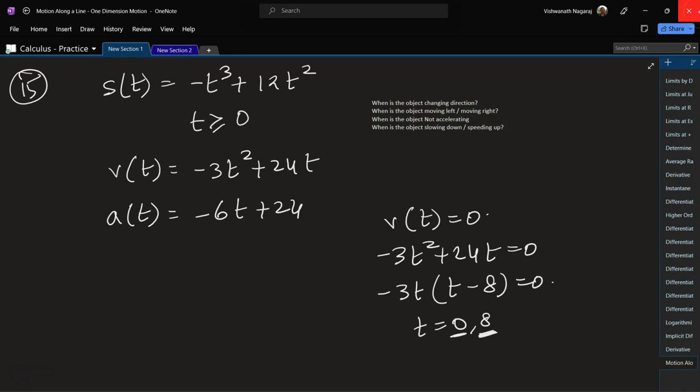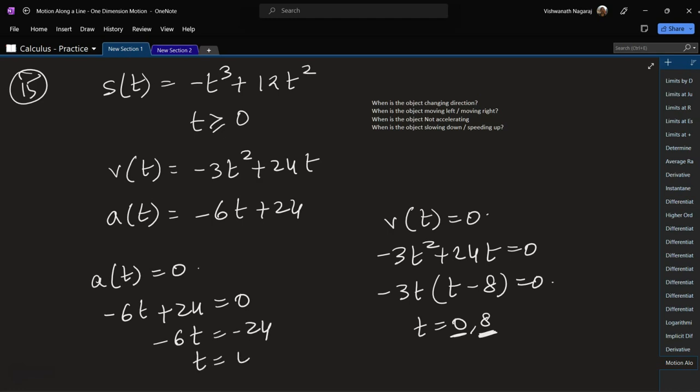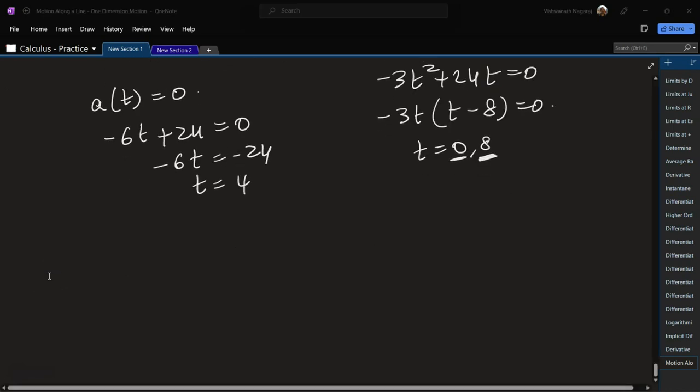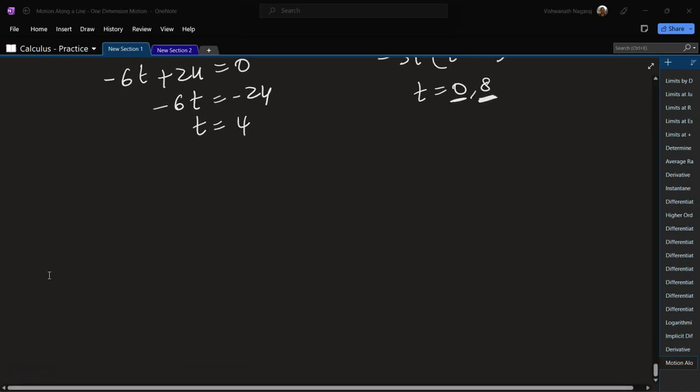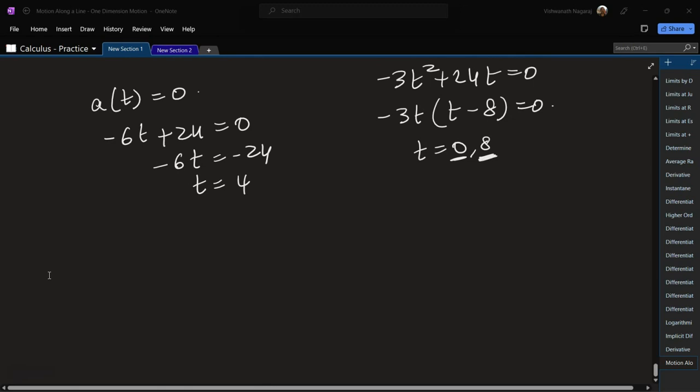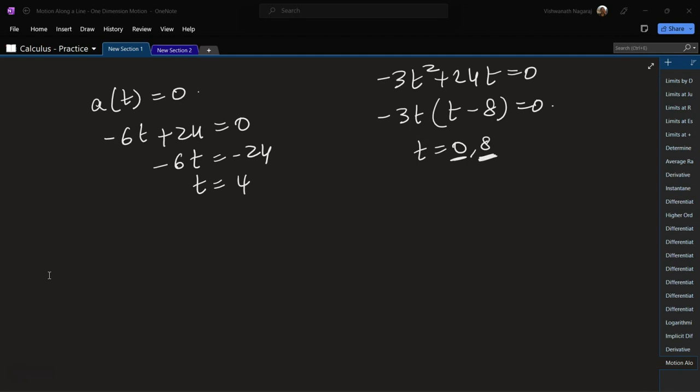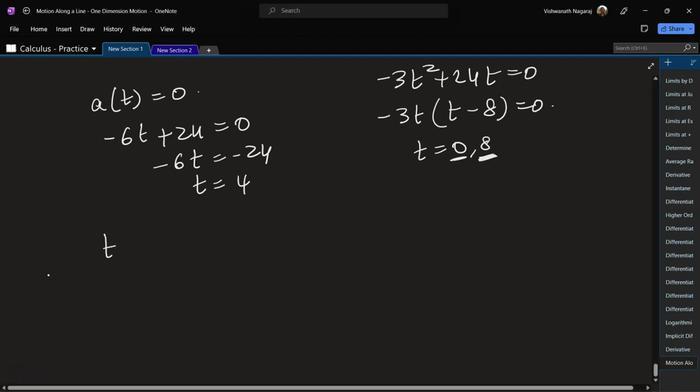Now, when is it not accelerating? When a of t equal to 0. That means minus 6t plus 24 equal to 0. Minus 6t equal to minus 24. T equal to 4. At t equal to 4, it is not accelerating. Now we have to figure out the moving left or right and whether it is speeding up or slowing down. Now, based on this, we know the intervals that we are interested in. 0 to 4, 4 to 8 and greater than 8.